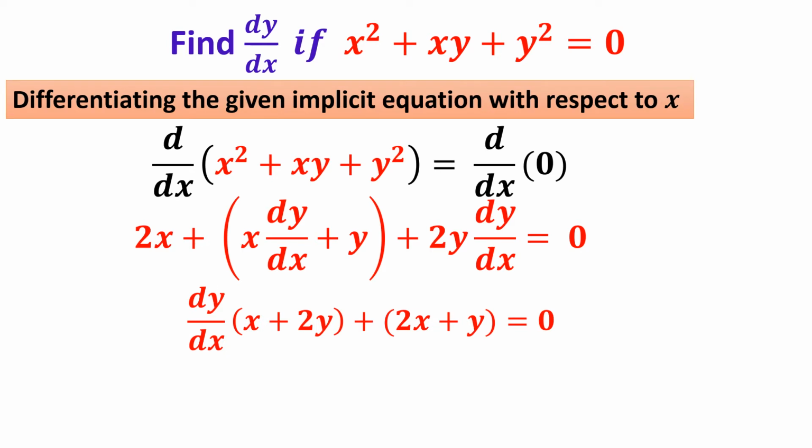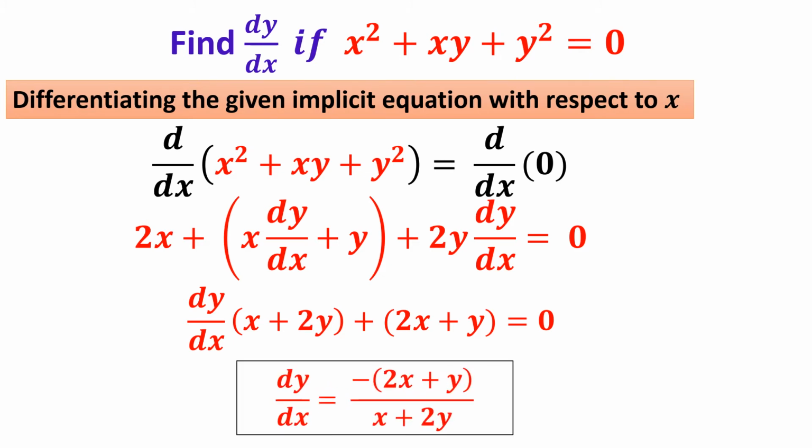Now collect all dy by dx. It will be x plus 2y, and the terms not containing dy by dx are 2x plus y. Push this 2x plus y to the right hand side. It will become minus of 2x plus y. Now divide by x plus 2y. You will get dy by dx is equal to minus of 2x plus y by x plus 2y. Very simple. Differentiate from left to right. Collect all dy by dx and express it.